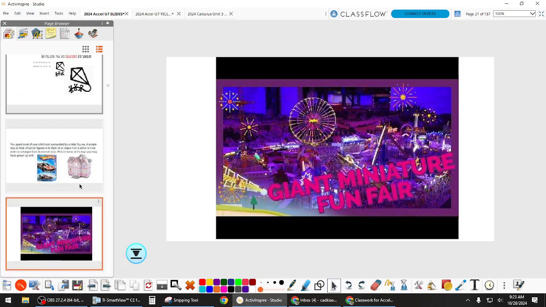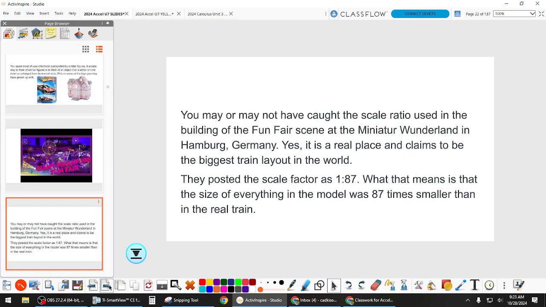This one's kind of interesting. Miniature Wonderland in Hamburg, Germany. It's a real place. It claims to be the biggest train layout in the world. Anybody a train fan? They posted the scale factor as 1 to 87. So that means everything in the model is 87 times smaller than in the real world.